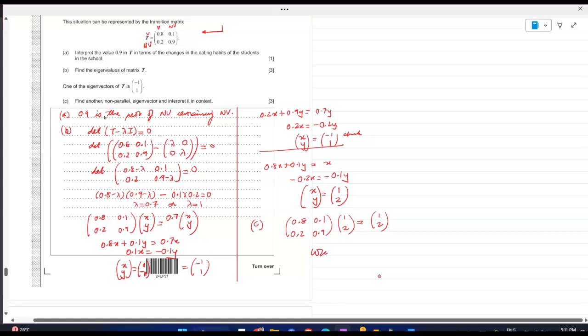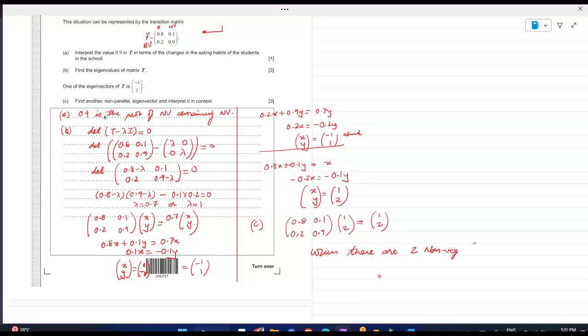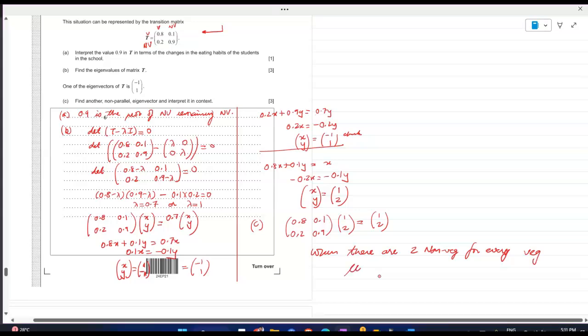So when there are 2 non-vegetarians for every wedge, the transition has no effect on the ratio. Correct? Yes, sir. It won't have an effect on the ratio, so it will remain as that.